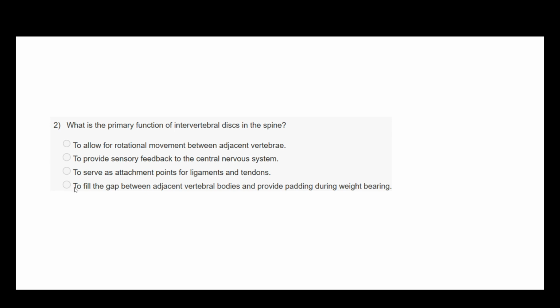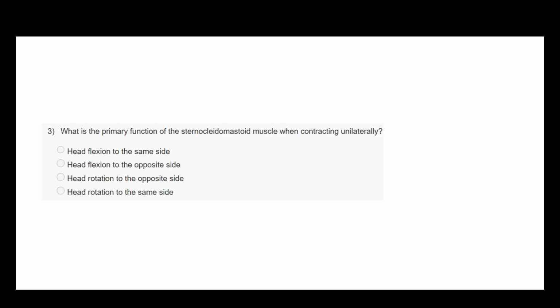The answer is to fill the gap between the adjacent vertebral bodies to provide the padding during weight bearing. These form discs and they stabilize the system and they prevent adjacent vertebrae from grinding against each other as well.